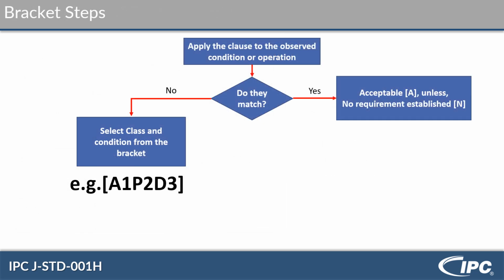So, bracket steps. To figure out if the black bracket applies, apply the clause to the observed condition or operation. Do they match? Like in the last one, is there strand separation? No, there's not strand separation. So they matched: there shall not be strand separation, you look at it, there's no separation. They match, so it would be acceptable unless no requirement established. Do they match? No, they do not. If you're looking at it and there is strand separation, then you select the class and condition from the bracket.